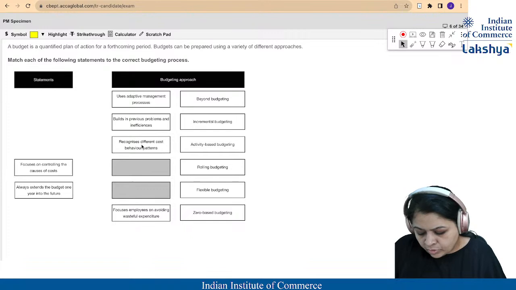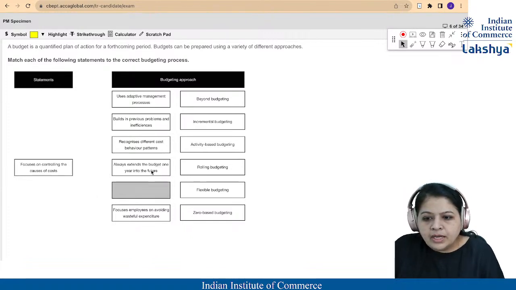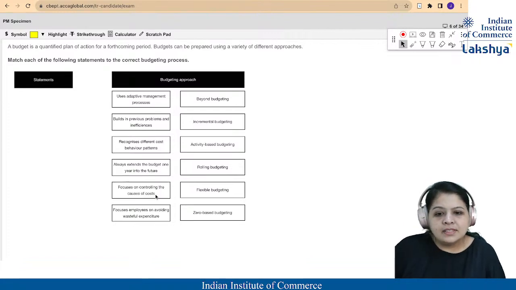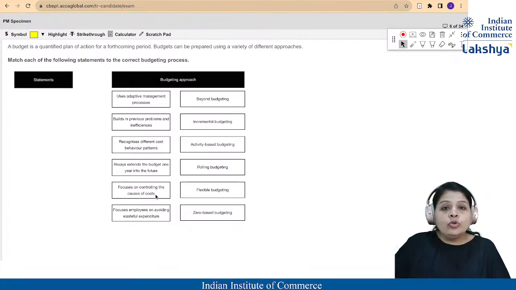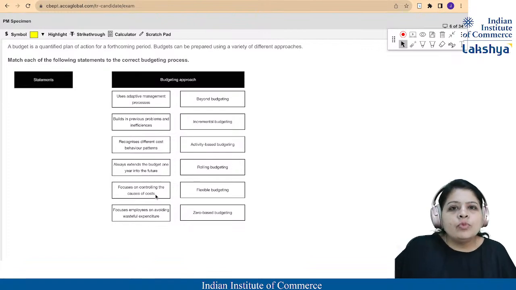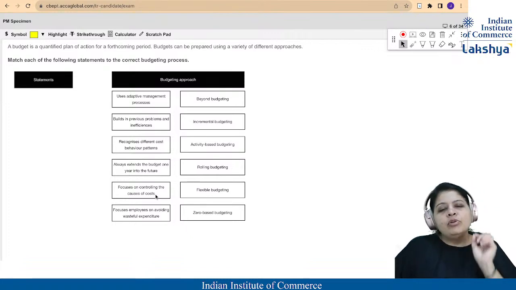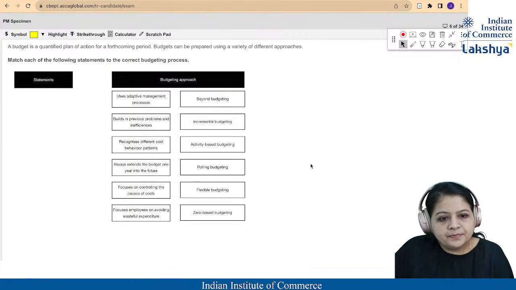This means that the budget is always extended by 1 year in the future. And flexible budgets based on the controlling of causes, right? So this is how you put in your information in the system. Super simple. All you got to do is make sure that you are putting in info which you do understand, and then go for the ones which you are a little confused about. As I said again, here it's the same game. You either get your zeros or you get your twos.